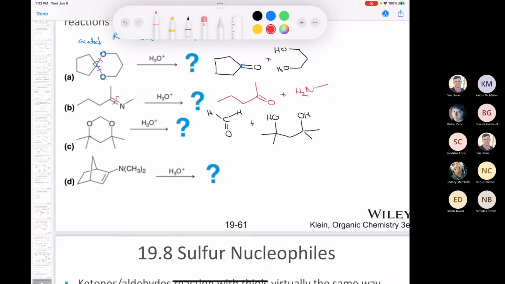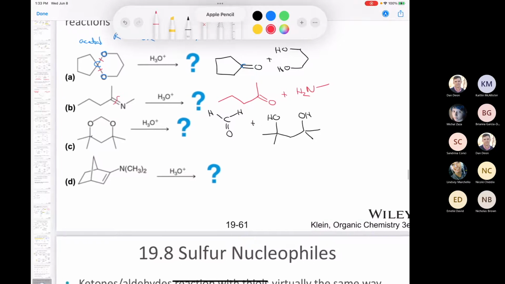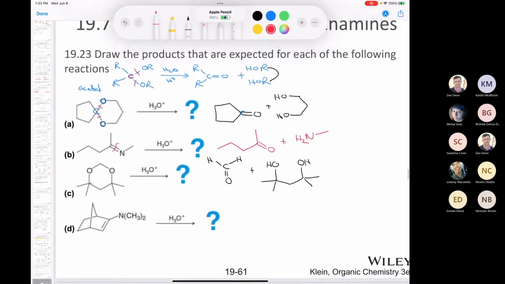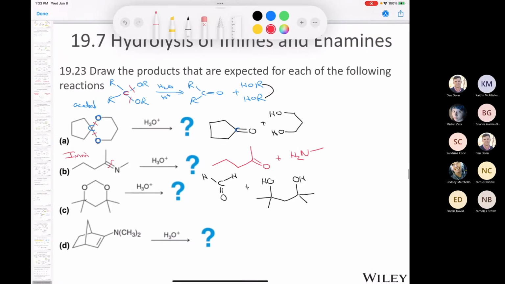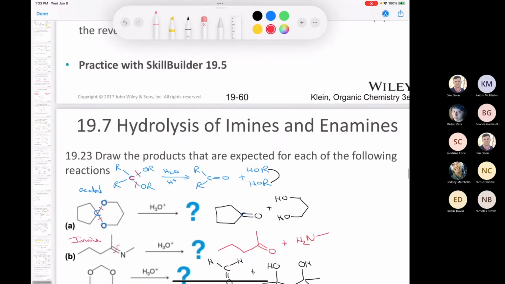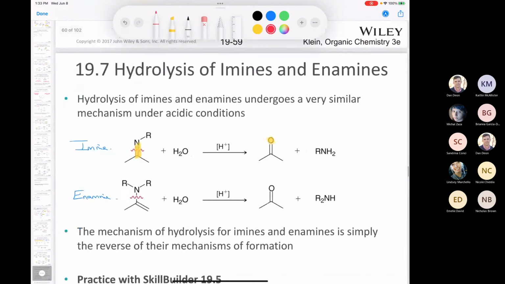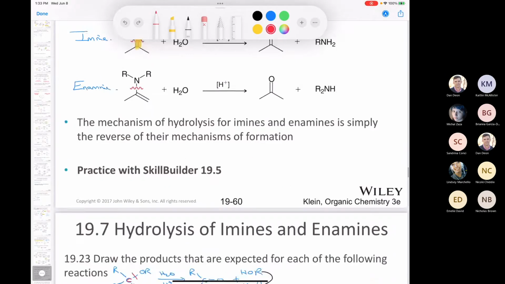And in the last one, so let's write this down. This is an imine. And in this one, we have an enamine. And if we go back in our notes, we see that when we take an enamine and hydrolyze it, we end up breaking the bond between the carbon that's sp2 hybridized and the nitrogen, and we form a carbonyl off of that. So let's do that.